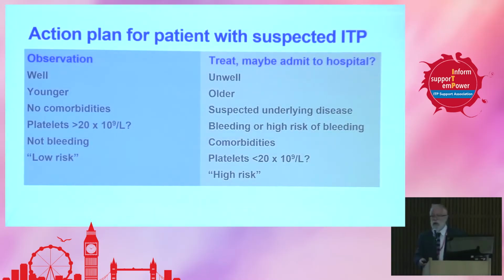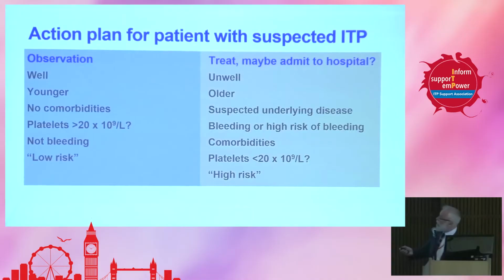So the action plan is we can either do something or not do something. We can observe you, and we will observe you if you're completely well, if you're young, if you've got no other serious diseases, if your platelets are reasonable and you're not bleeding, and we deem you as low risk. There's no tool for low risk, there's no blood test for low risk. This comes from clinical experience. We just get a feel for whether someone is low risk based on everything we know, everything we've found, all the examination, the history, etc.